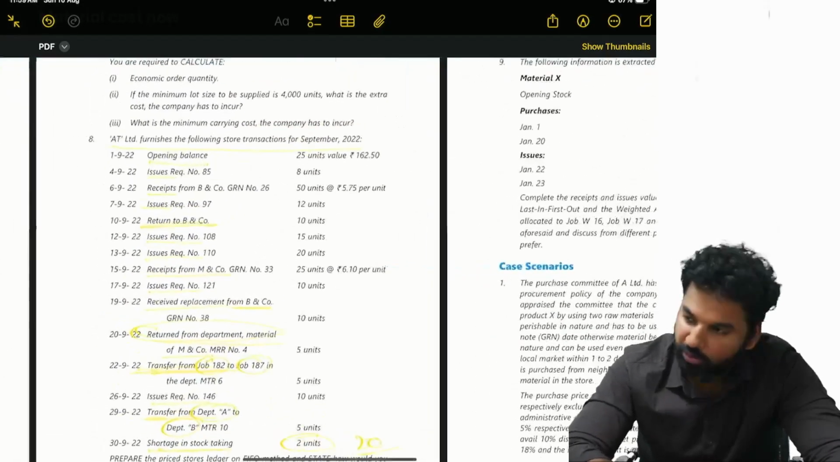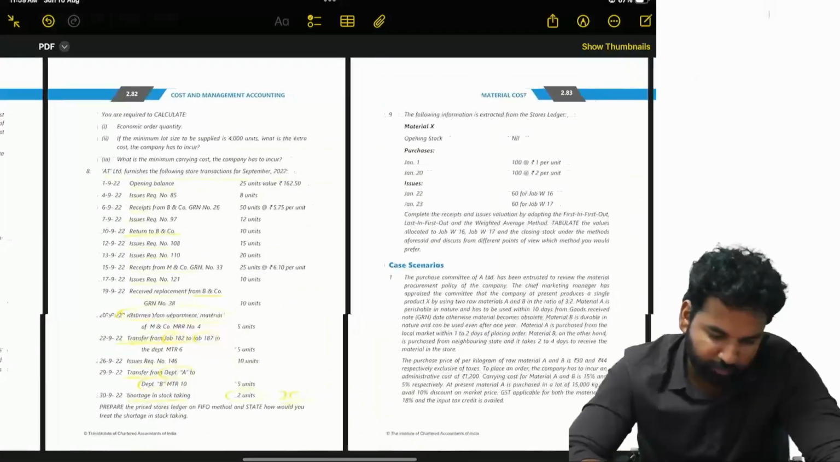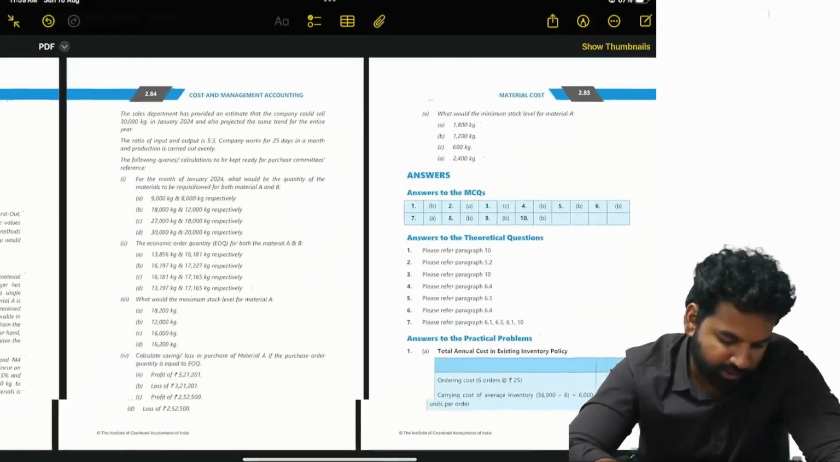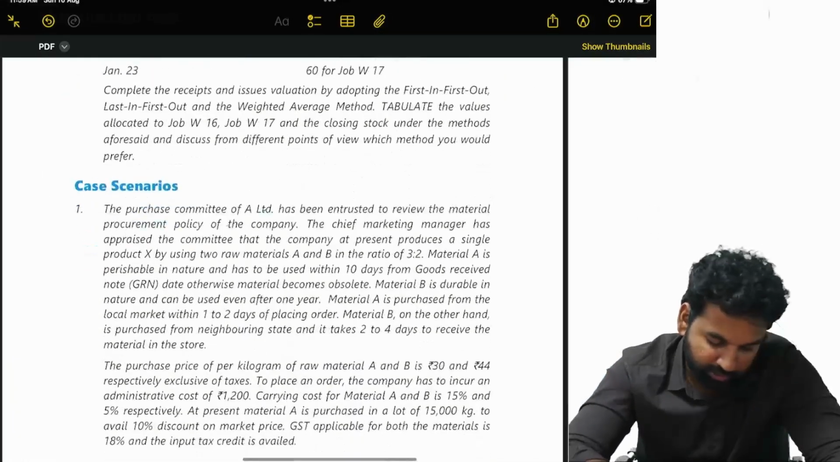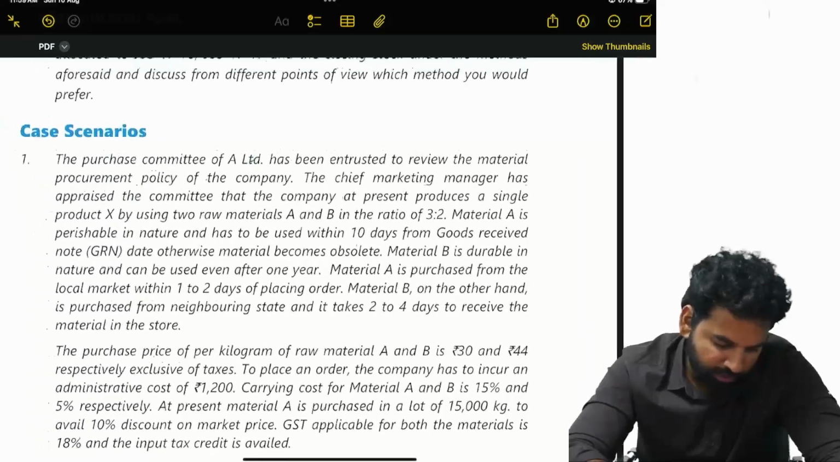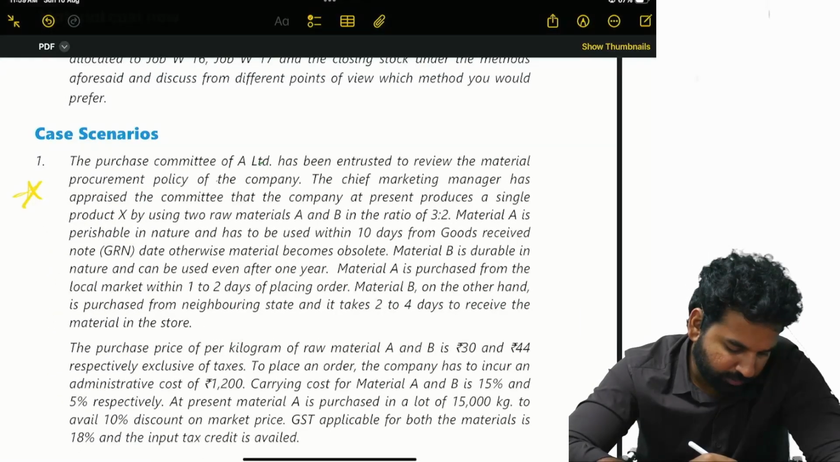So you try this question. Same only. Right. So this case study we will solve. This is a different question. This type of question can be expected in the exam.